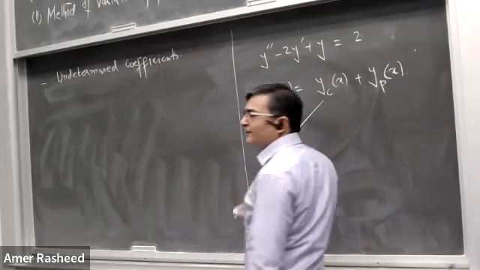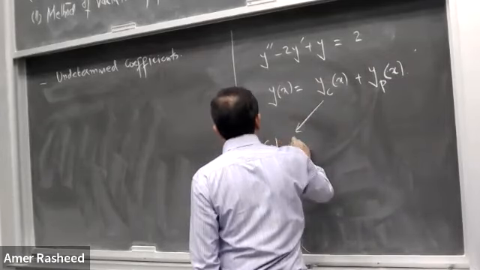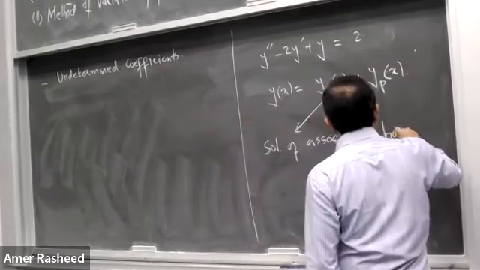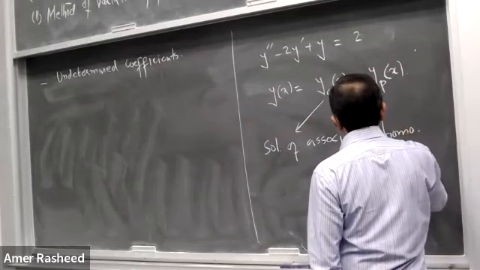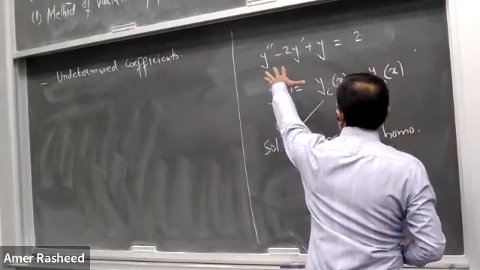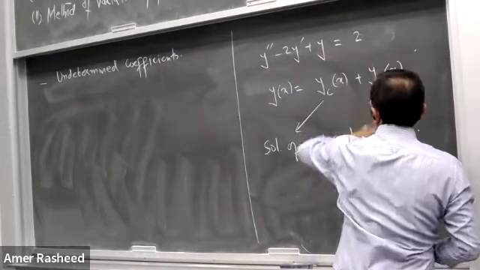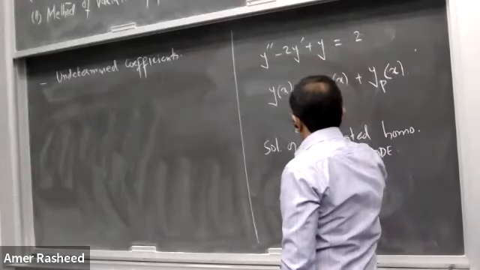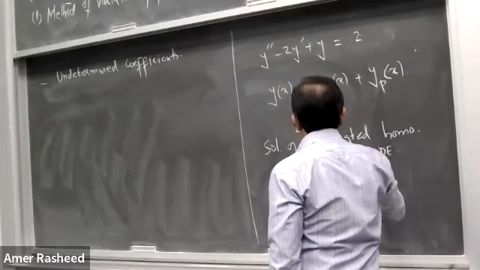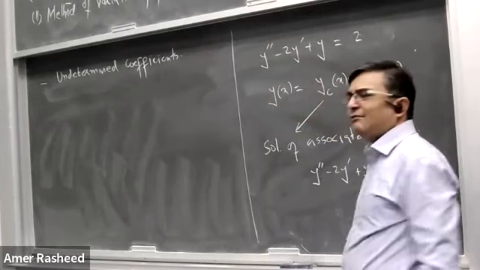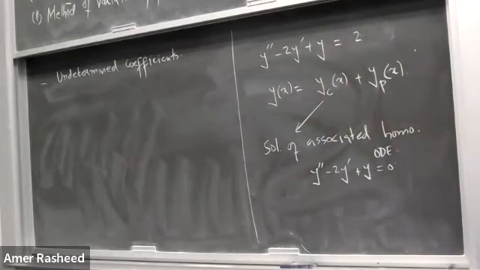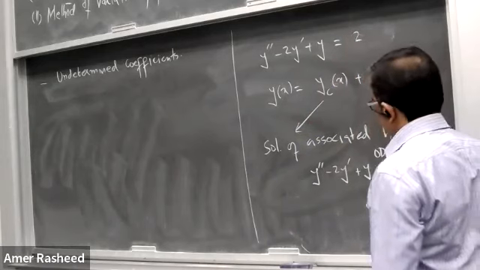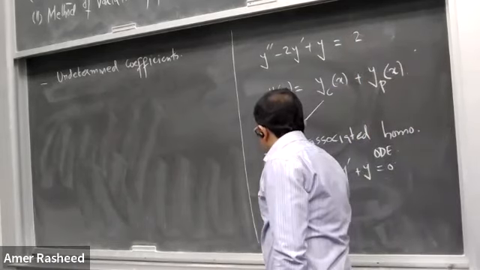The complementary solution is the solution of the associated homogeneous ODE. Homogeneous means we put the right-hand side equal to 0, and we write the homogeneous part of that differential equation, y double dash minus 2y dash plus y equal to 0. So yc was basically the complementary solution of the associated homogeneous differential equation.